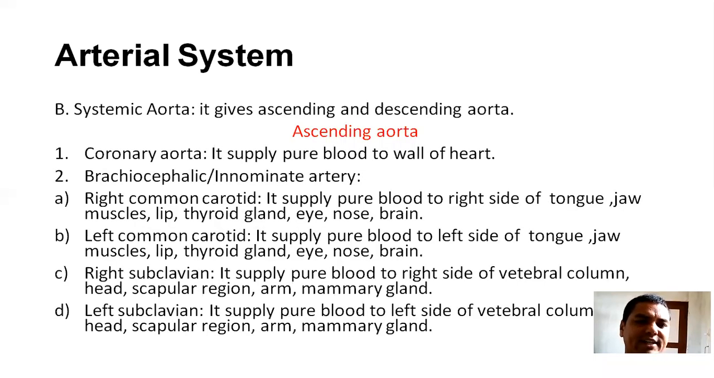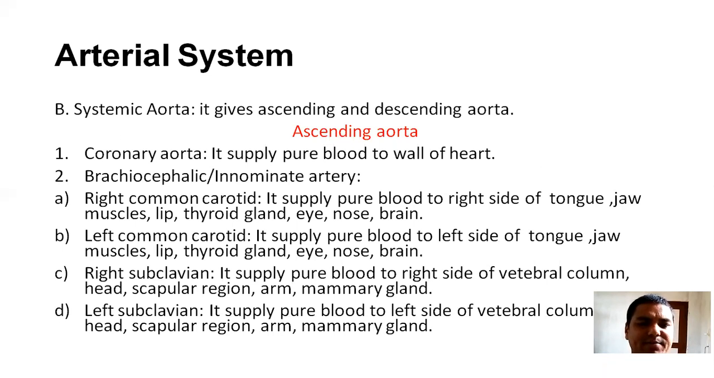Systemic aorta arises from the left ventricle and consists of the ascending aorta and descending aorta. Ascending aorta consists of the coronary aorta and the brachiocephalic, or innominate, artery. Coronary aorta supplies the pure blood to the wall of the heart. Brachiocephalic or innominate artery consists of 4 branches.